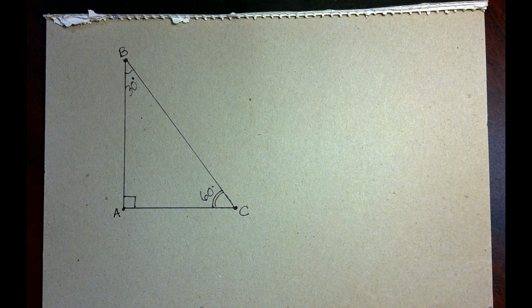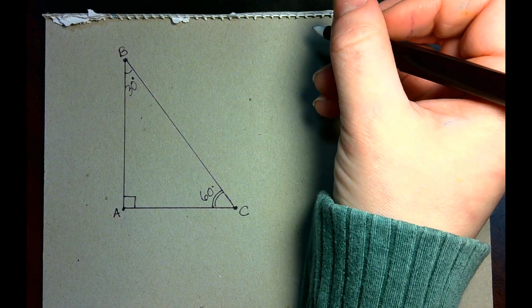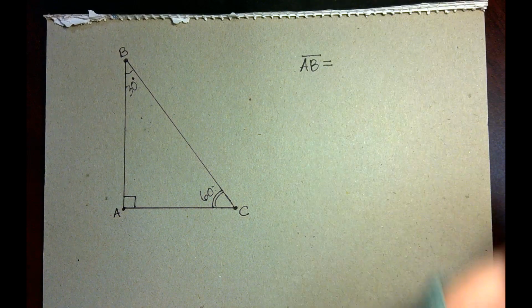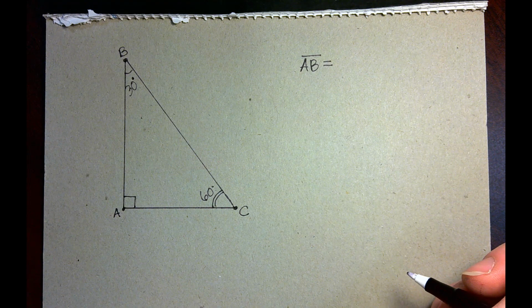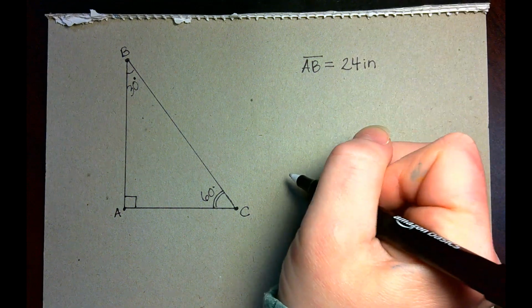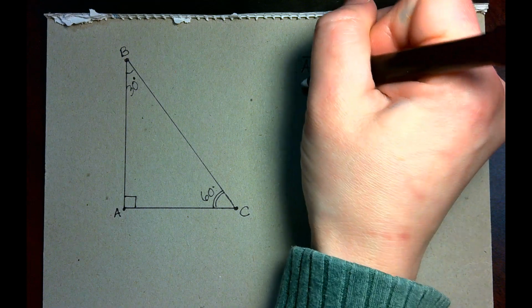And this time, what if I give you the hardest one? I just want to see if any of you can figure it out. Let's say that AB equals 24 inches. I want you to solve for BC and AC.